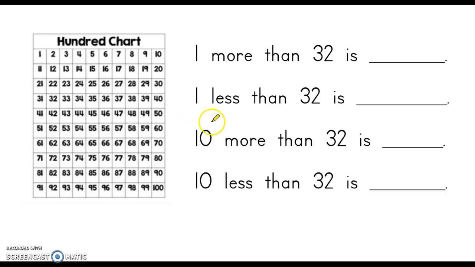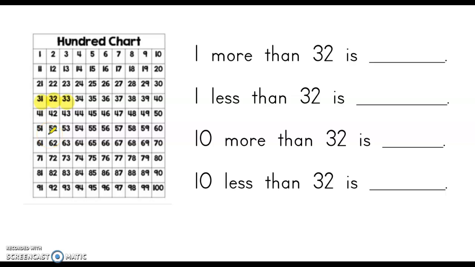Whenever I'm looking for a number, I try to think, is it going to be closer to the top, closer to the bottom, or closer to the middle of the 100 chart? And 32 is getting closer to the middle, so I'm going to look in this middle area. I find the row of 30s, and there I see 32. Now, to find the number that is 1 more than 32, I'm going to go to the number that is right after it. Then to find 1 less, I'm going to look to the number that comes right before it, and there's 31.